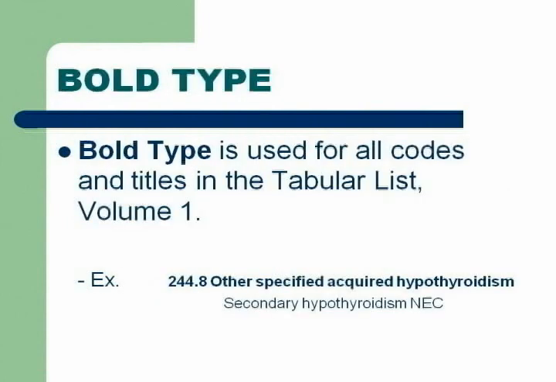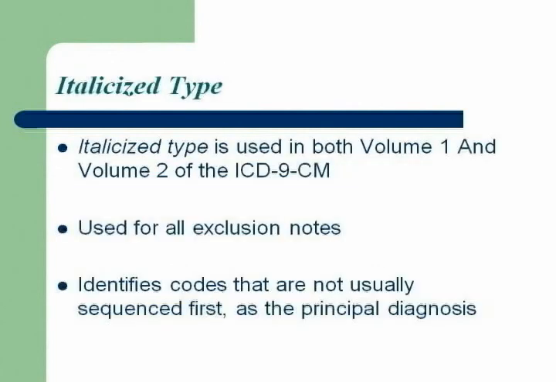Bold type is used for all codes and titles in Volume 1, the tabular list. This is helpful in identifying the codes that are able to be assigned. Italicized type is used for all exclusion notes, and it identifies codes that are not usually sequenced first. Italicized type is used in both Volume 1 and Volume 2 of the ICD-9-CM.